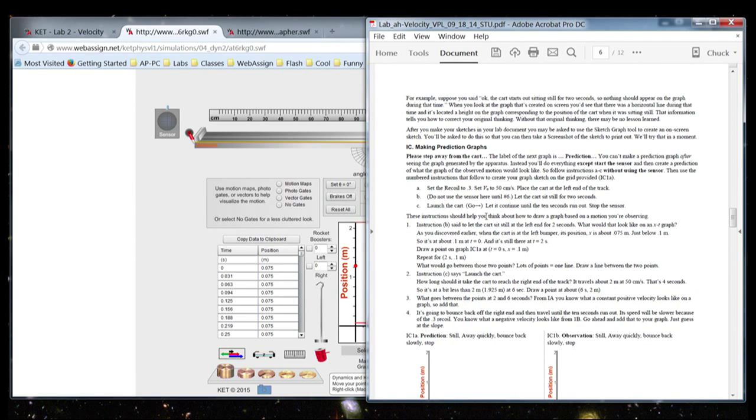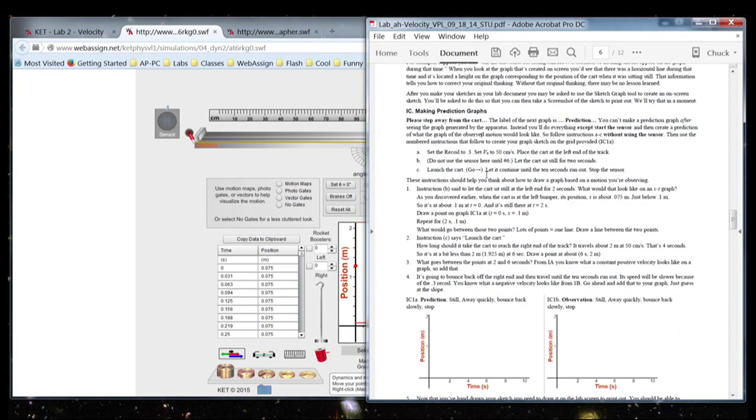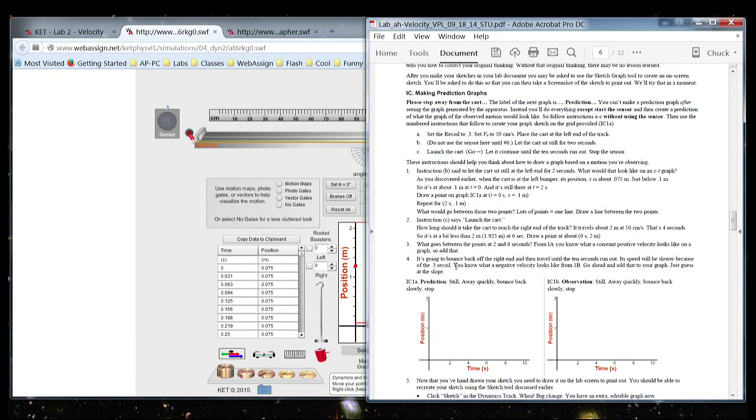Okay, what else we have going on here? Now, notice it says a very strange instruction you've never had in a lab before: please step away from the cart. The label on the next graph is prediction. And this is yet another thing that I want to rant about. Here's prediction and observation. Those previous pairs of graphs were this case and that case, but here we want to make a prediction. Why do we want to make a prediction? We want to make a prediction to help you fix this stuff in your minds, okay? If you just look at it and draw it, not much thought took place.